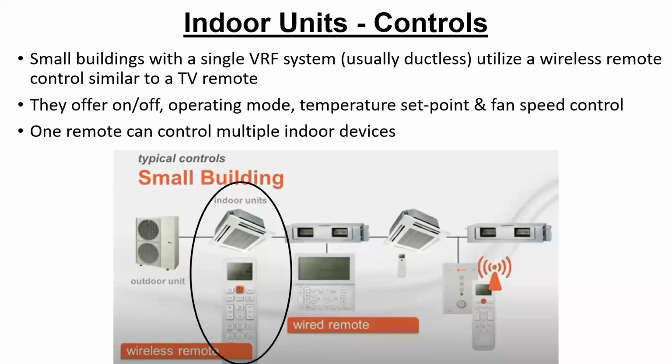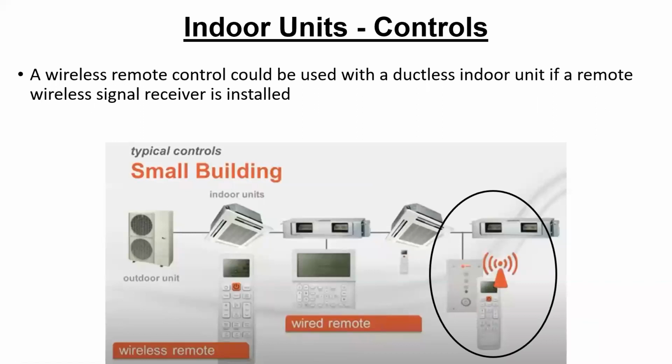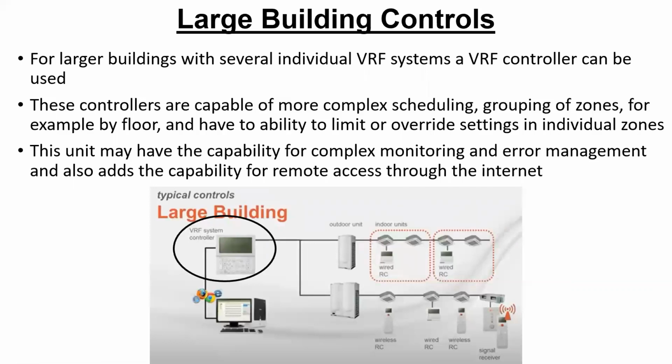Indoor units, let's look at those. Small buildings with a single VRF system, usually ductless, utilize a wireless remote. We talked about it: they offer on-off operating mode, temperature set point, and fan speed. You may be able to connect one remote to multiple control systems. For the duct ones, we talked about it; they're wired. Wireless remote controls could be used with the ductless indoor unit if a remote wireless signal receiver is installed. For a larger building with several individual VRF systems, a VRF controller can be used.